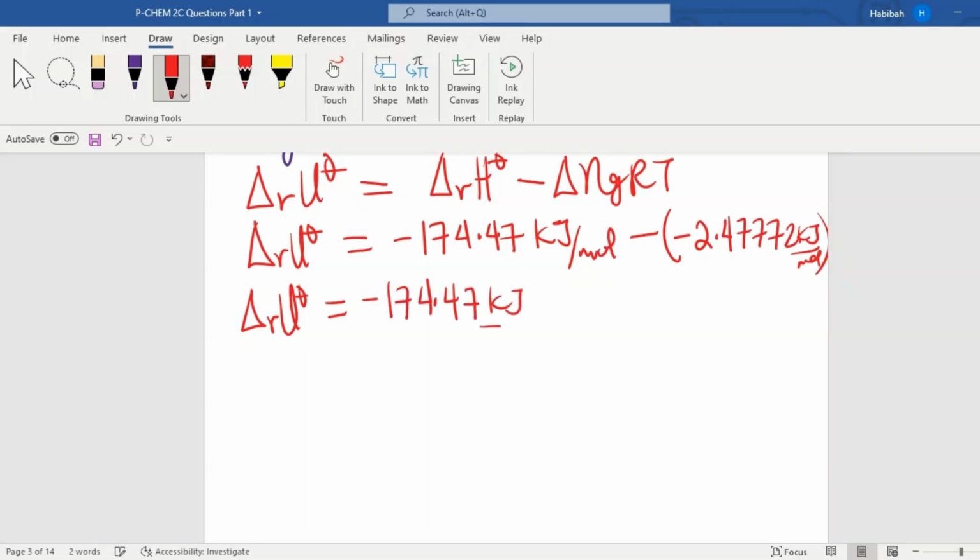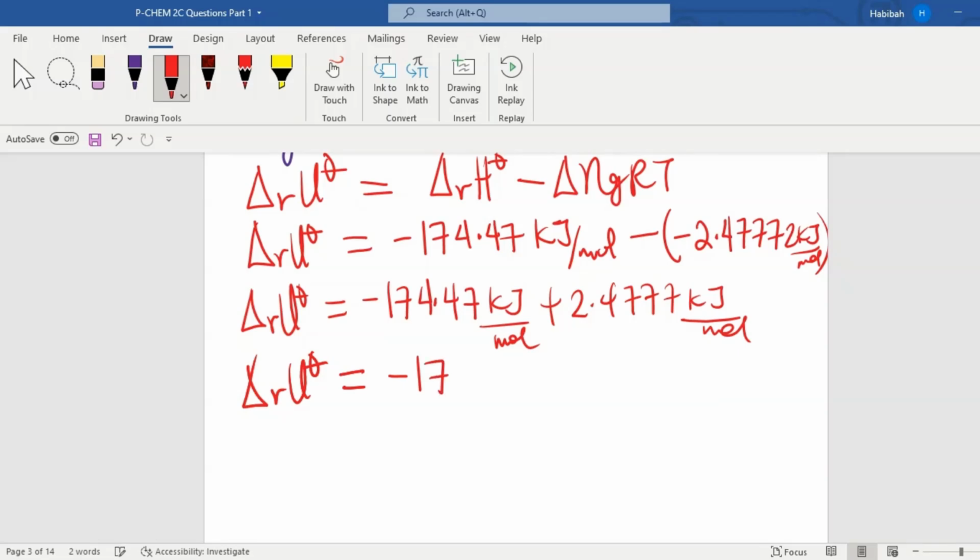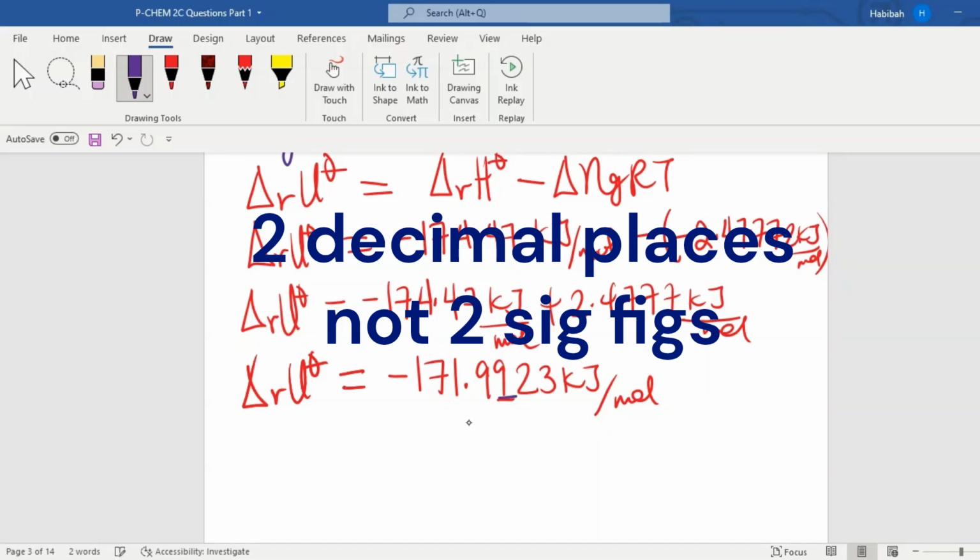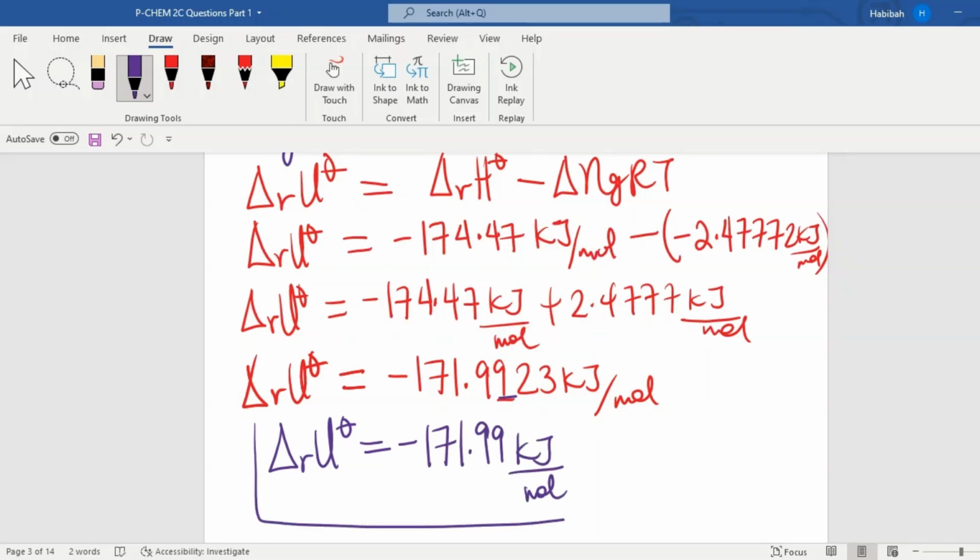So what we end up with is the change in internal energy of reaction being -174.47 kilojoule per mole plus 2.4777 kilojoule per mole. So the change in internal energy of reaction is going to be equal to -171.9923 kilojoule per mole. And of course, we can round this to get the change in internal energy of reaction to be negative 171.99 kilojoule per mole. Yeah, this is basically the answer to the question.